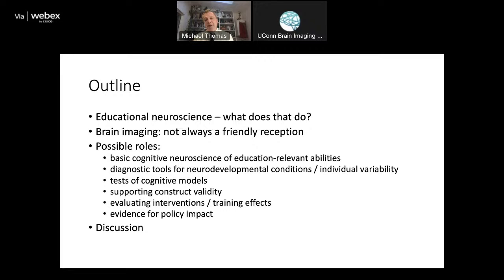Okay, so then I'm going to talk a little bit about how brain imaging is received within the field, and particularly amongst educators and teachers. And then we'll get into the main part of the talk where I will consider 6 different possible roles that brain imaging can play in educational neuroscience. The ones at the end I might go into a little bit more depth, but I will try and give these different possible roles marks, and then we can look at our score sheets when we get to the end.